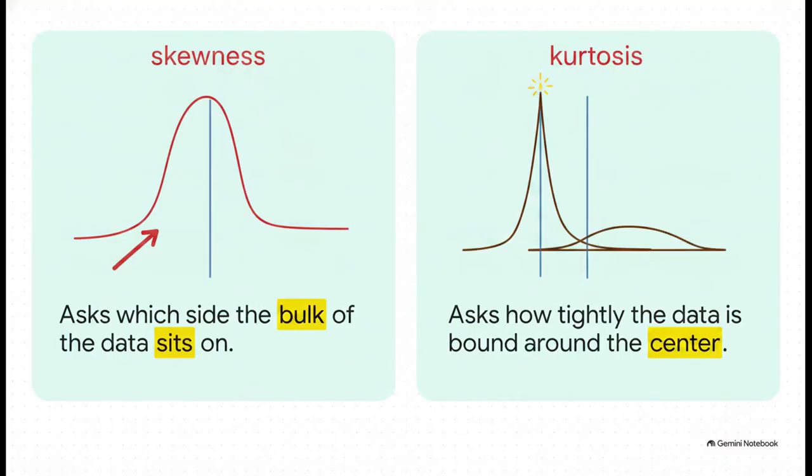All right, we've got spread down. What about shape? We break shape into 2 distinct concepts, skewness and kurtosis. Now, both of these are built from the exact same mathematical ingredient we just talked about, deviations from the center. Skewness simply asks, which side does the bulk of the data sit on? Kurtosis, meanwhile, asks how tightly bound that data is around the center. Are we looking at a sharp, pronounced spike or a wide, flat mound?